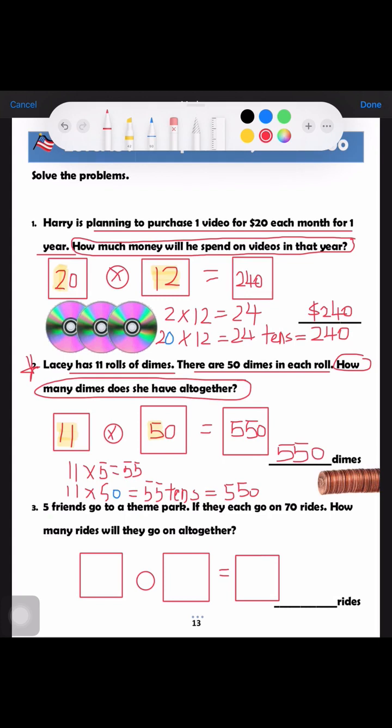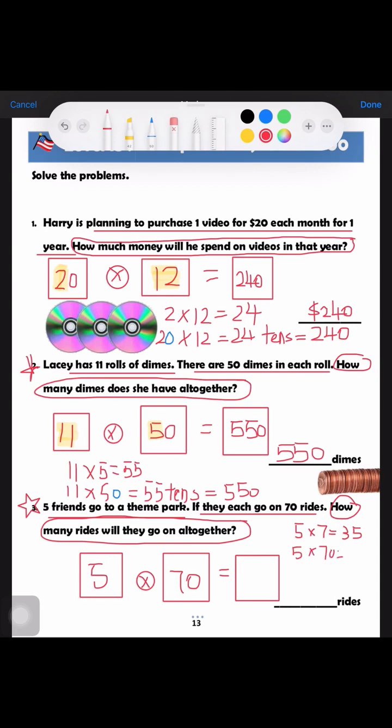Okay, last question. 5 friends go to a theme park. If they each go on 70 rides, how many rides will they go on altogether? So there are 5 people and each of them goes on 70 rides, so it's 5 times 70. We know that 5 times 7 equals 35. And then 5 times 70 equals 35 tens. And it equals 350. So they will go on 350 rides altogether.